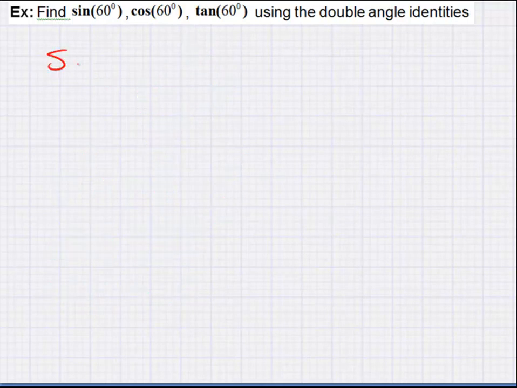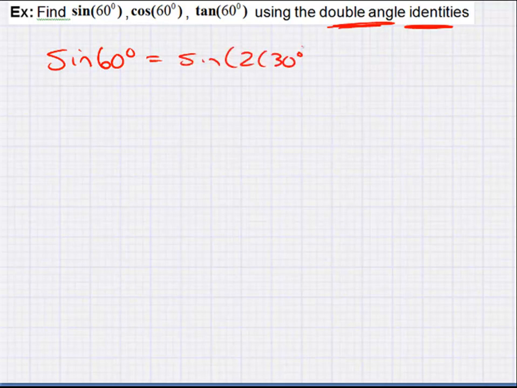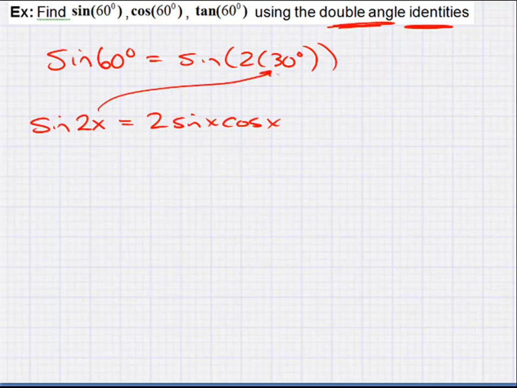So if I wanted to say the sine of 60, if I wanted to use a double angle identity, I would say, what special angle, when I multiply it by 2, gives me 60? And that's easy. 2 times 30. So if I use the fact that sine of 2x equals 2 sine x cosine x, then in this case my x is my 30. So sine of 60 is the same thing as sine of 2 times 30. And sine of 2 times 30 is going to be equal to 2 times the sine of 30 times the cosine of 30 degrees.